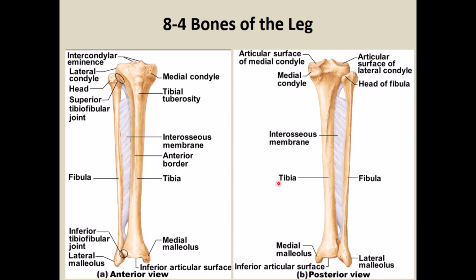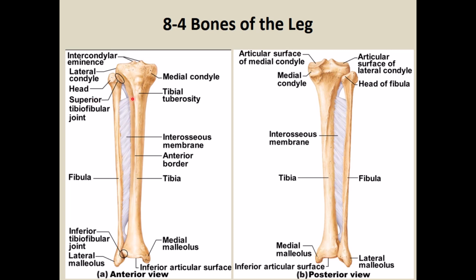And these are the bones of the leg. Normally, people call the whole lower limb the leg, but that is not anatomically correct. The thigh is the upper part and the leg is the lower part. So above the knee, that is called the thigh. Below the knee is called the leg.